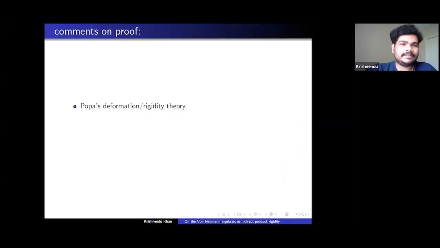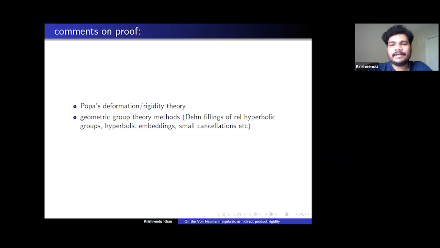And well, on the comments on the proof, I think Shine said quite a lot about this. It uses basically deformation rigidity theory and some Dehn filling of relatively hyperbolic groups and hyperbolic embedding with small cancellation techniques, so that you can split this relatively hyperbolic group as a free product of finite index subgroups of hyperbolic groups, and then you use malnormality of the group. That's I think it.